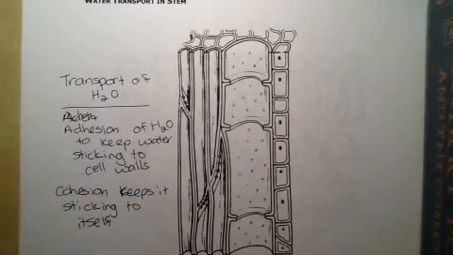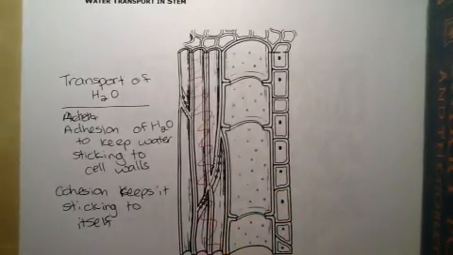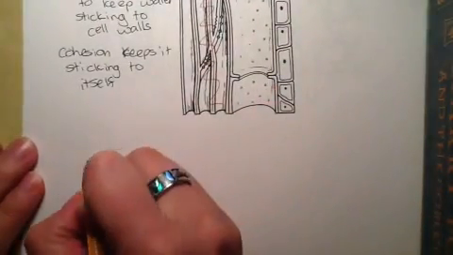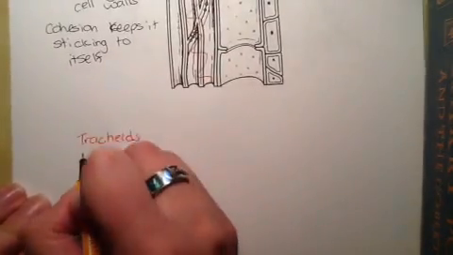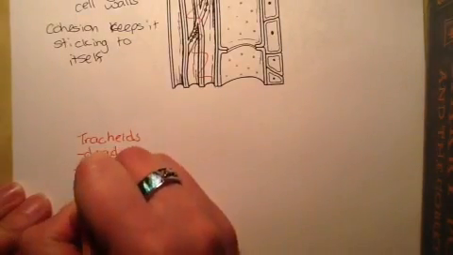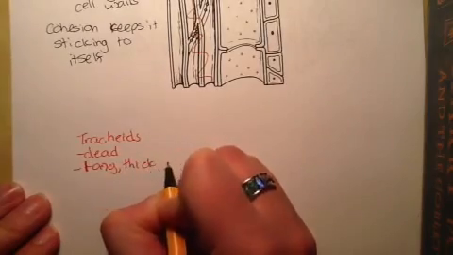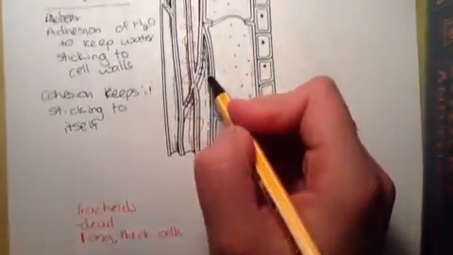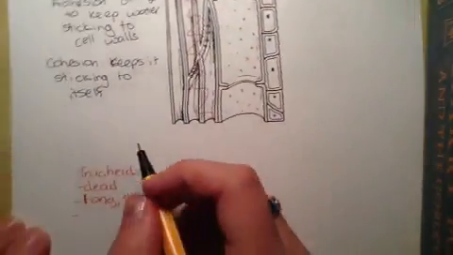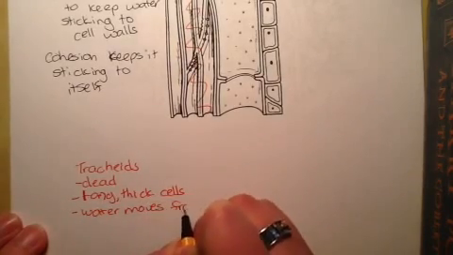There are two types of cells here that we can look at. We'll color these ones in red; they are what we call our tracheids. And remember, all of our xylem cells are dead. These are long, thick cells. See these little pits here? That's how water is going to move. Water moves from cell to cell through the pits.